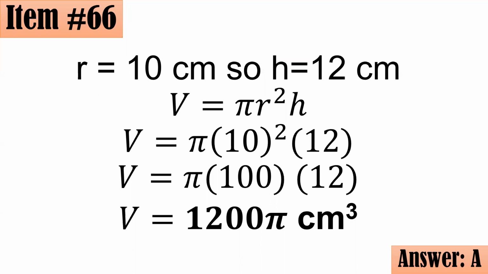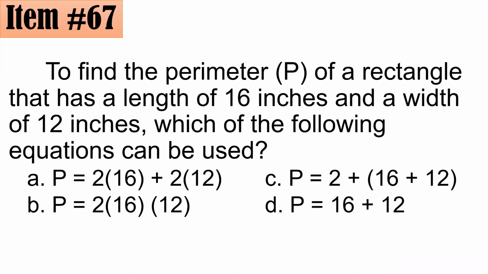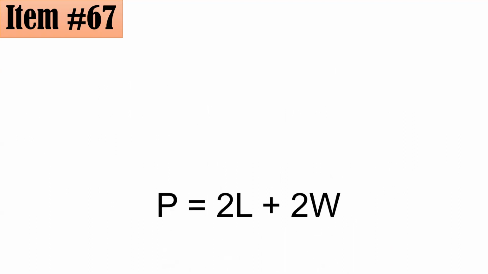Okay, resume po tayo sa number 67. To find the perimeter P of a rectangle that has a length of 16 inches and a width of 12 inches, which of the following equations can be used? Did you go for A, B, C, or D? Wow. Marami po sa atin ang convinced sa letter A. And if you answered A, tingnan po natin.